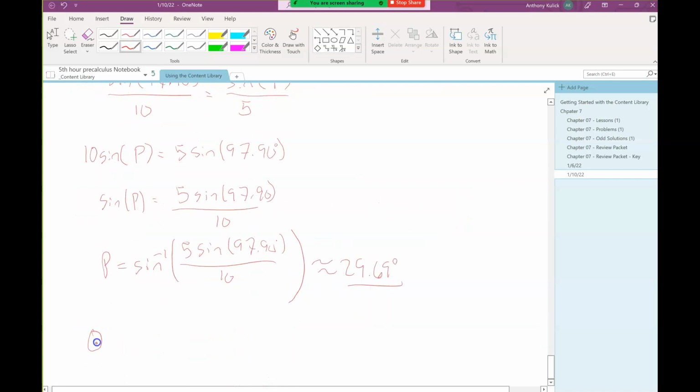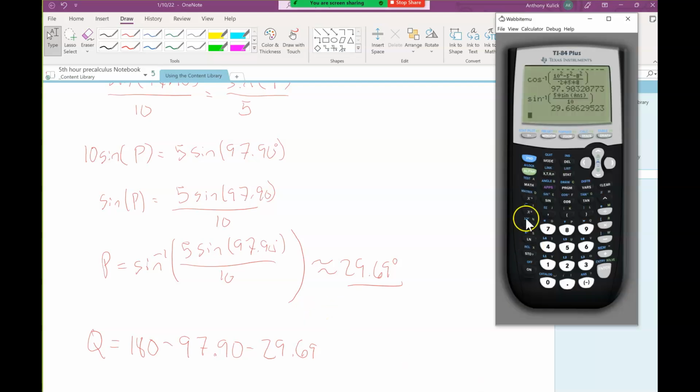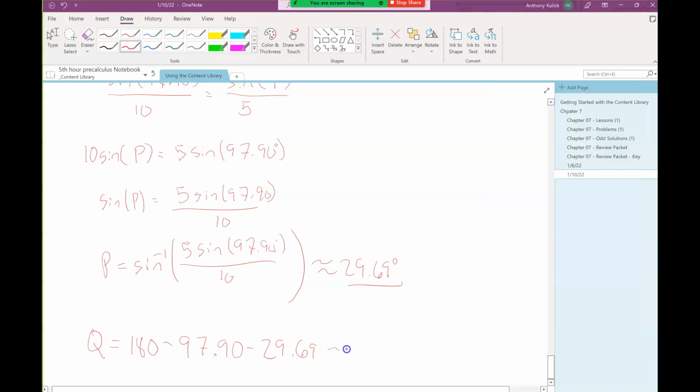And then my last angle, angle Q. That's easy because I know the other two angles. I can just add those together and subtract from 180. That gives me 52.41.